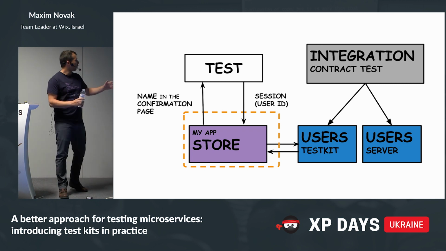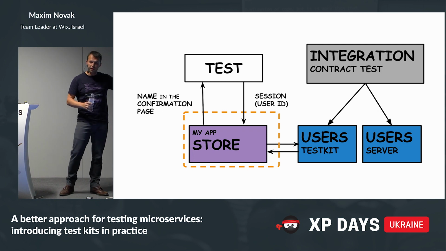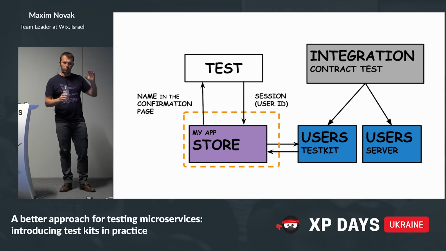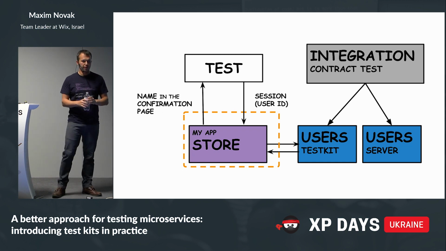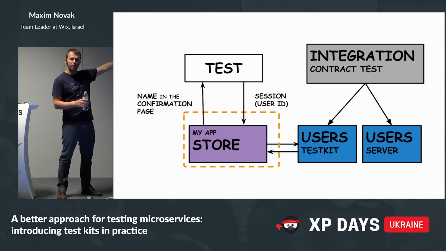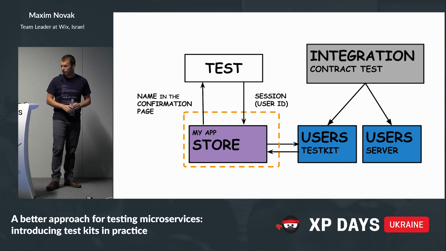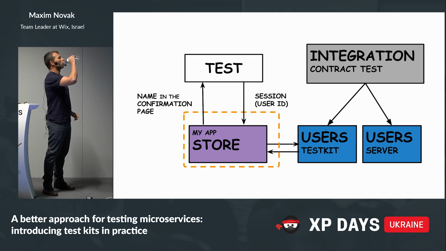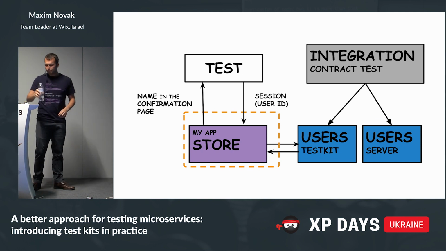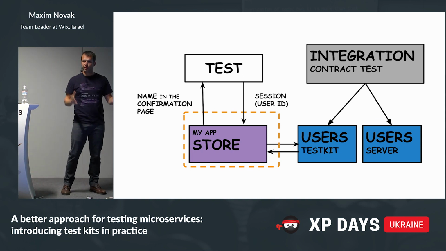Meaning that when the store runs the test against the user test kit, they're sure that when they go to production, it will just work. Because they know that I'm doing this integration contract test for them. This is a very powerful and very important part of the test kit. So when you do this, your integration between teams becomes much easier.